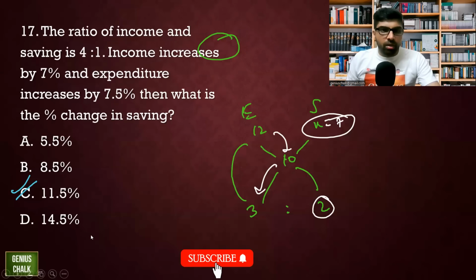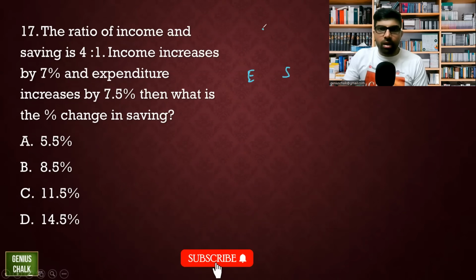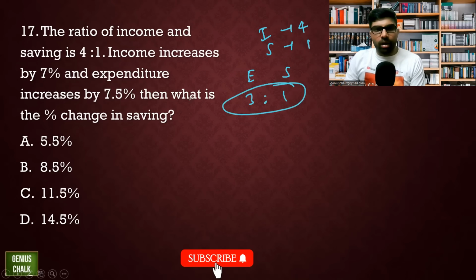Income and saving is this. Now here income and saving ratio is given. Earlier it was expenditure and saving. So we can find income and saving. So if income is 4, saving is 1, that means expenditure is 3 and saving is 1. So it is 3:1.